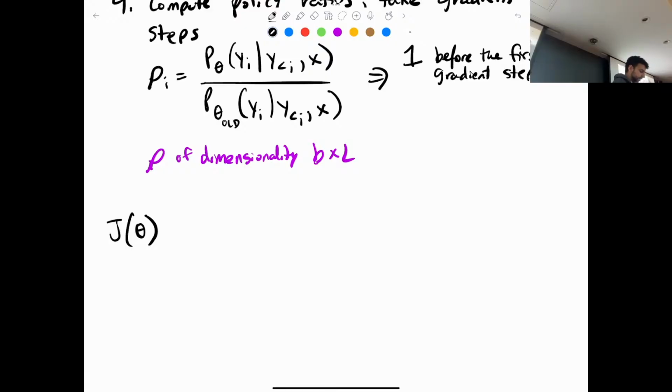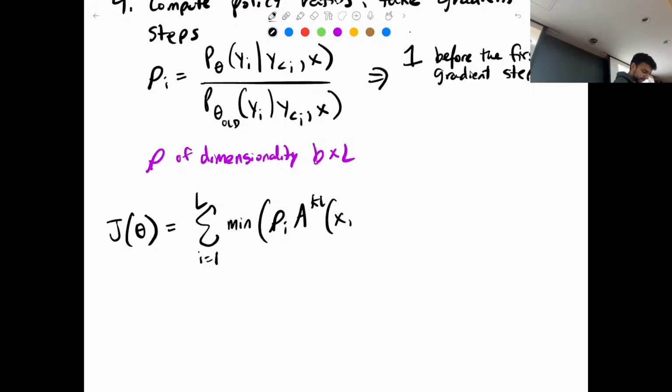So instead of writing the expectation way, I'll just write it out for a single example here. We're going to sum over all of the tokens in the response. And we had this clipping and choosing the minimum of these two quantities. So one is the unclipped product of the policy ratio pi times A_KL of x, y. And the other term that we could consider is this clipped policy ratio.